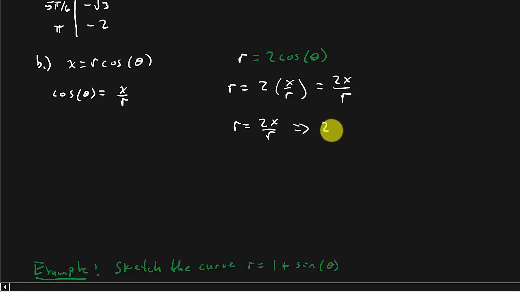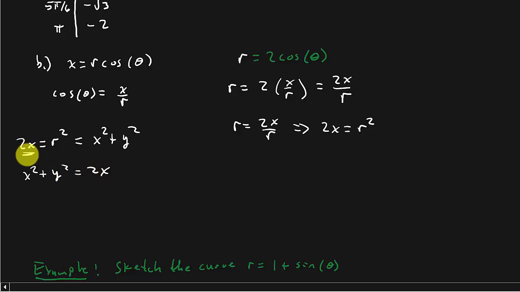So this tells us that 2x is equal to r squared, right? So let's write this over here. 2x is equal to r squared, which we know r squared is equal to what? X squared plus y squared. So now we have x squared plus y squared equals 2x. Or we can write that as what? X squared minus 2x plus y squared equals 0. Just get everything on one side.